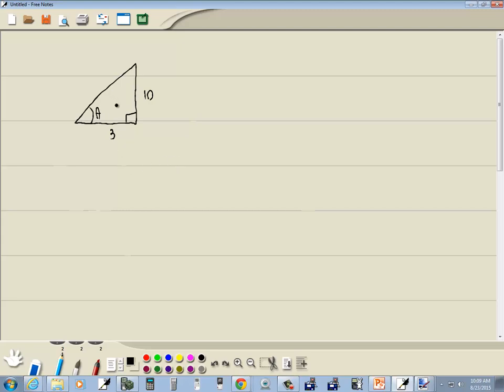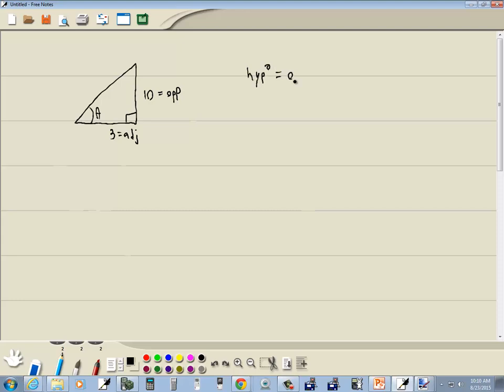Well, first off, everything's in terms of theta. So this over here is going to be the opposite side. So this will be opposite. This bottom piece right here is going to be the adjacent. It's adjacent to this angle. We need to find this piece right here. That's the hypotenuse.